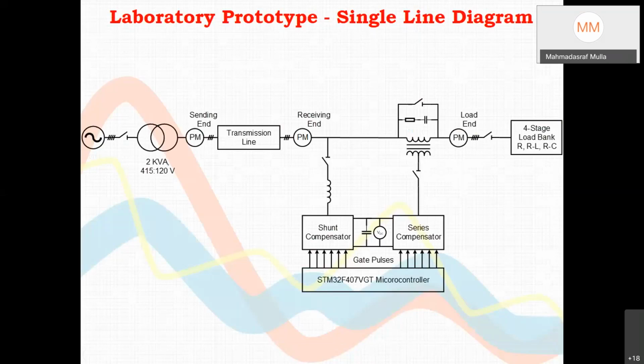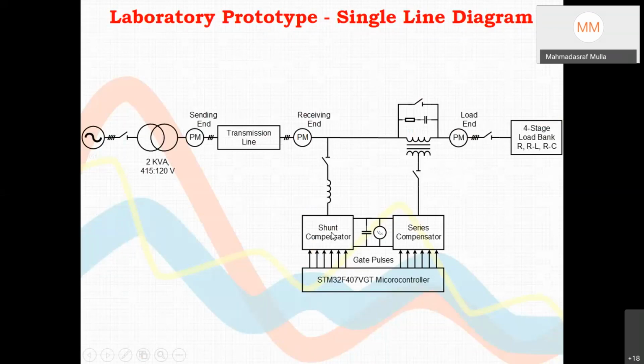So further, to do all these things in the laboratory, this is the model. It works on 120 volts, so there is a step down 2 kVA transformer, then one power meter, which can reflect the sending end quantities: voltage values, current values, active and reactive power values, power factor values, everything a multi-parameter meter can represent. There is a transmission line there, then the receiving end quantity, one more power meter. Then we have a 4-stage load bank. So load power values we can measure through the third power meter.